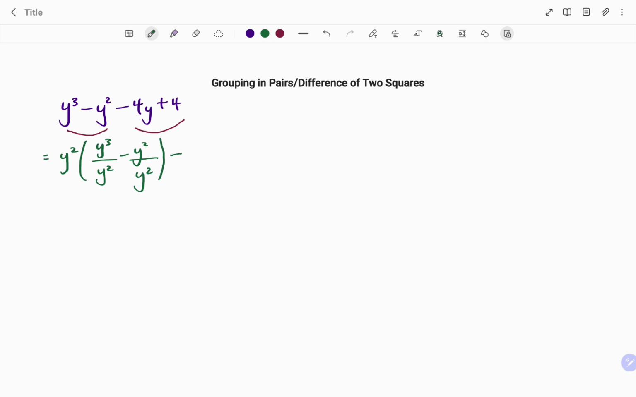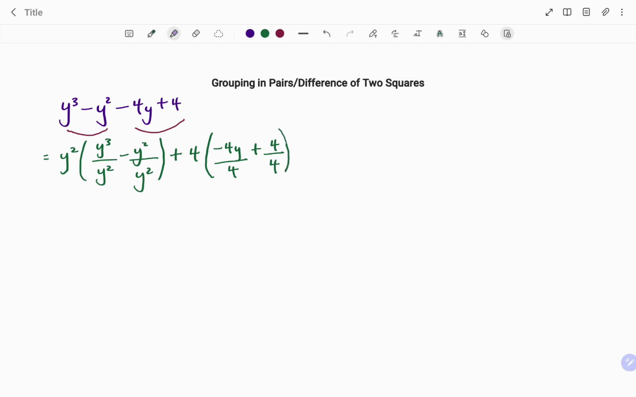On the right-hand side, I have plus 4 in bracket. I'm left with minus 4y divided by 4 plus 4 divided by 4.